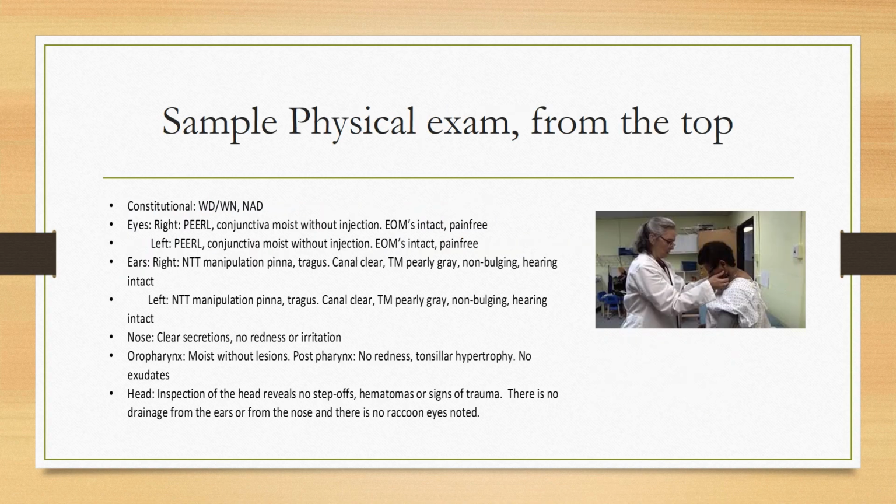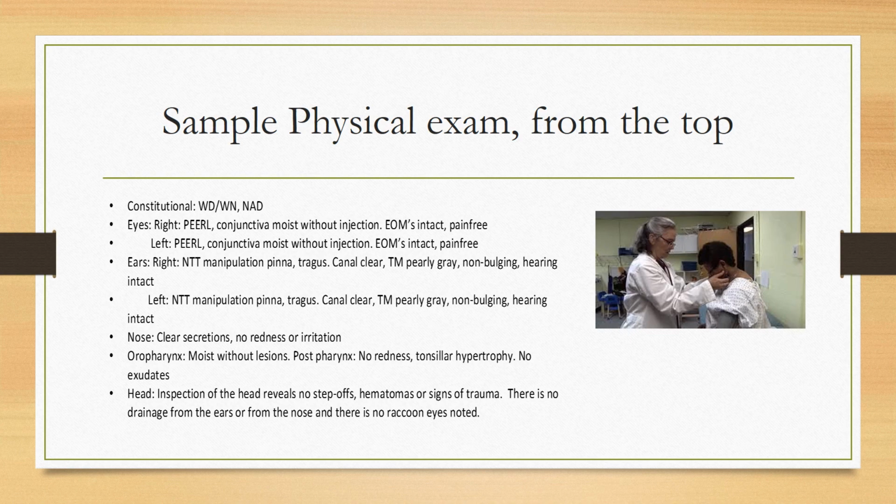So here is a sample physical exam. It does kind of help to start from the top. That's how I do it. So we want to explain what they look like. You know, they're well developed, well nourished, they're resting comfortably, what their eyes look like, that the extraocular movements are intact and that they are pain-free. This is going to evaluate for any orbital fracture and kind of CYA for that.